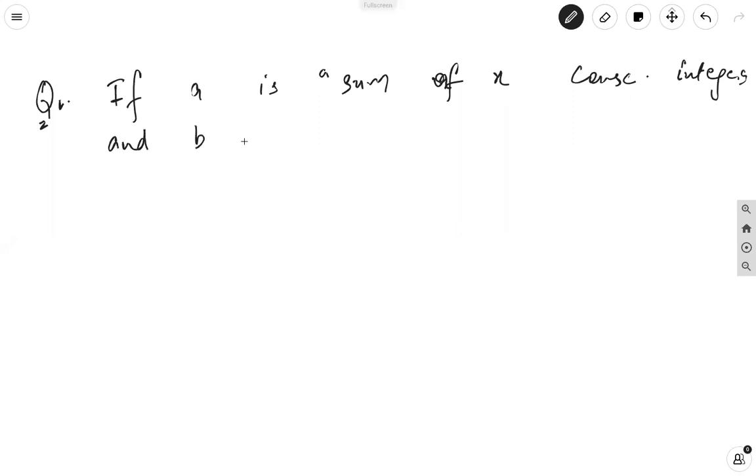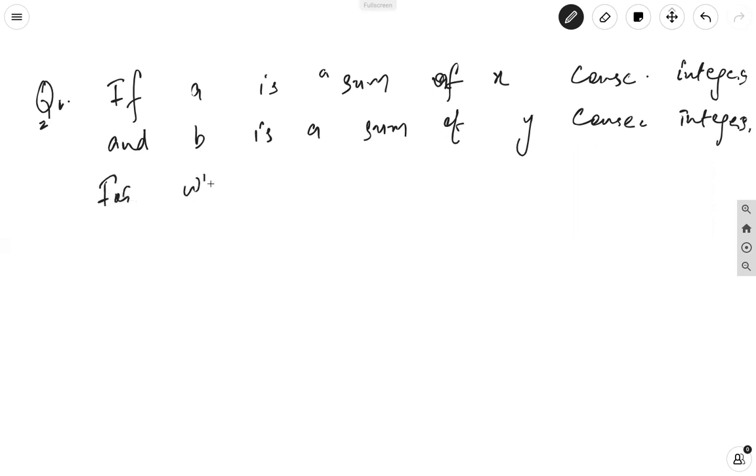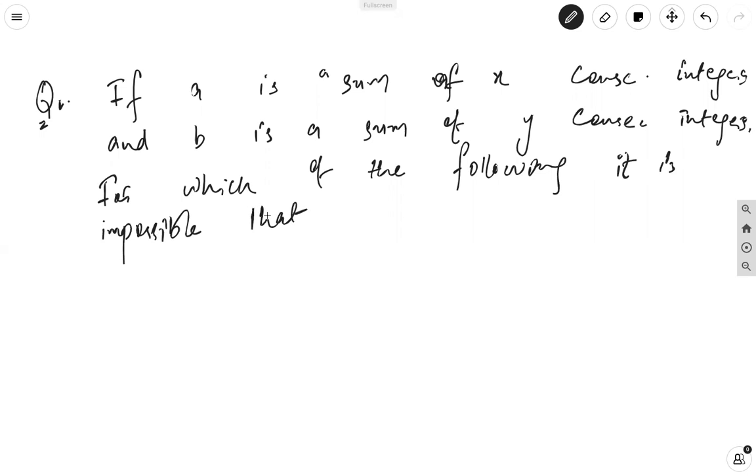The question is that if A is the sum of x consecutive integers and B is the sum of y consecutive integers, for which of the following is it impossible that A is equal to B? I'm repeating the question: if A is the sum of x consecutive integers and B is the sum of y consecutive integers, for which of the following is it impossible that A is equal to B?